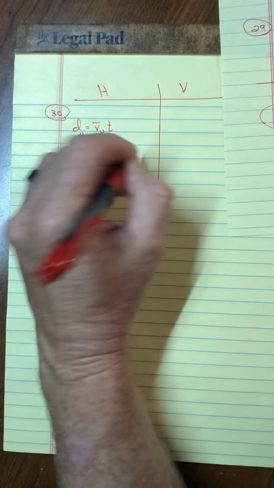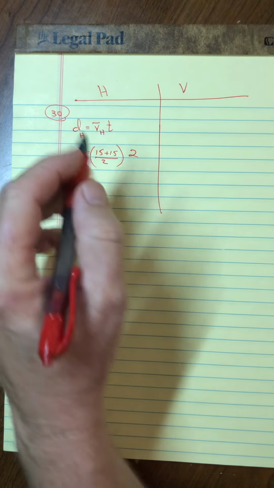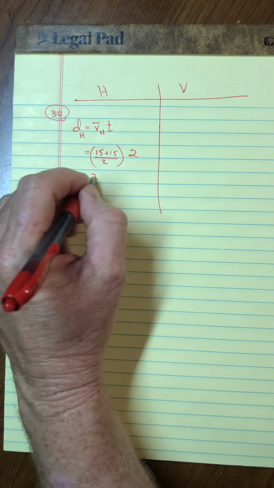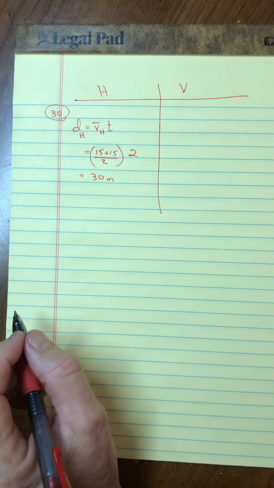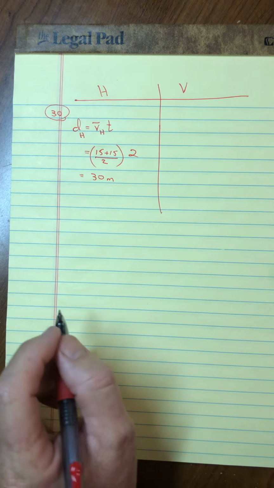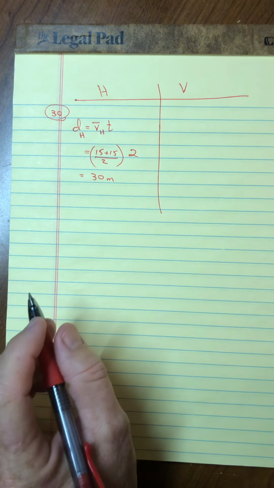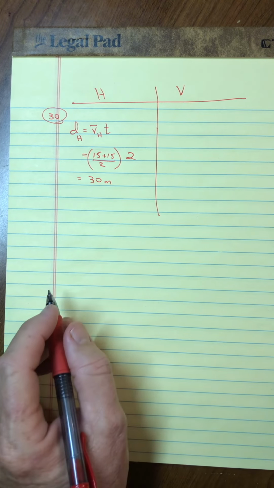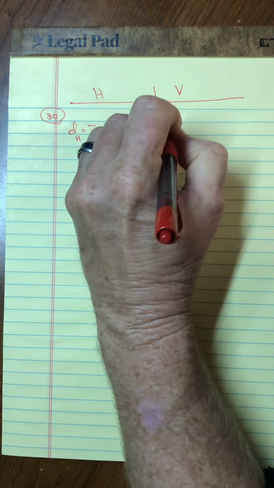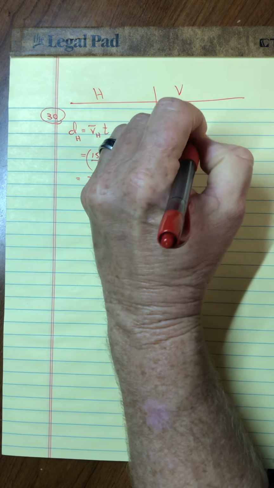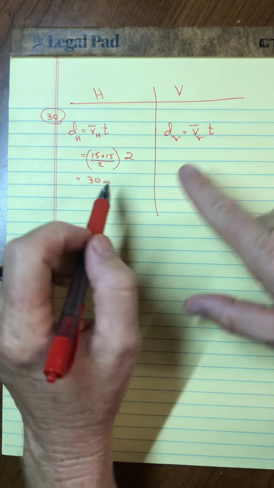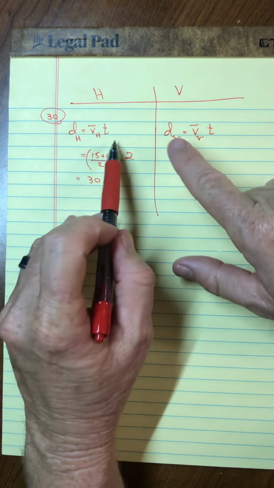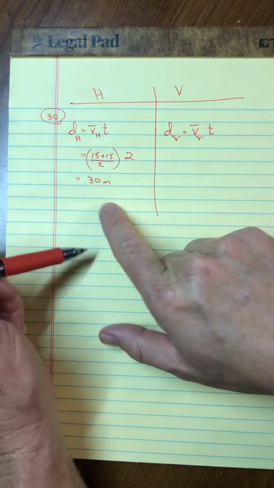Now for 2 seconds here, this would be 15 times 2 or 30 meters. So it will go 30 meters in a horizontal direction by this point. But it's the same thinking for the distance vertical. And hopefully this illustrates that I'm just doing the same calculation. So I'll say it again: projectile motion is to do 1-dimensional motion twice. Once for the horizontal, once for the vertical.